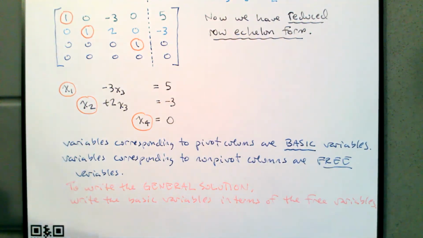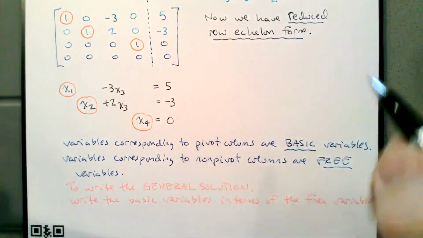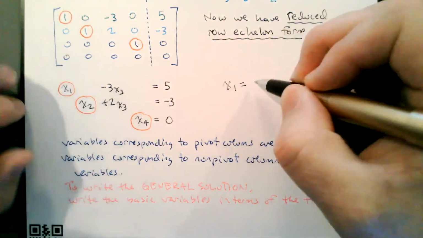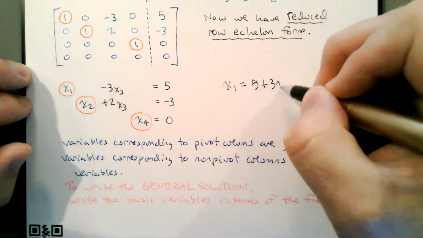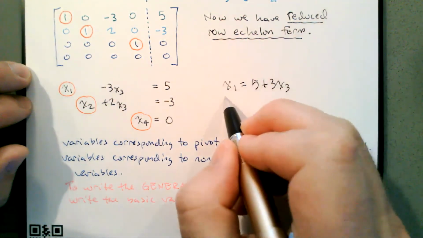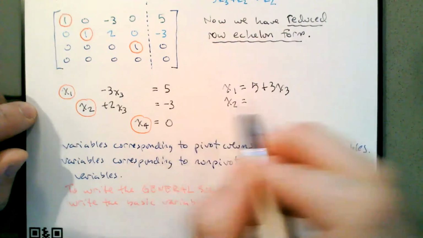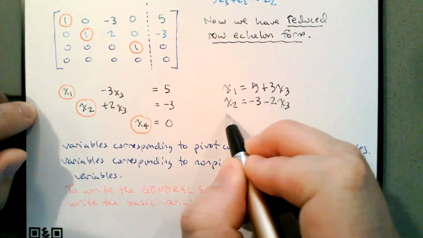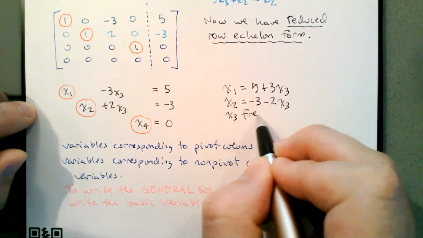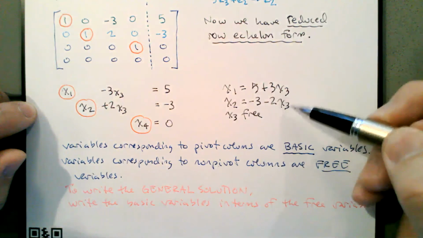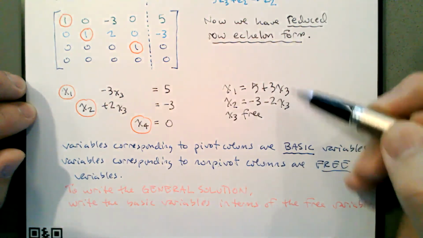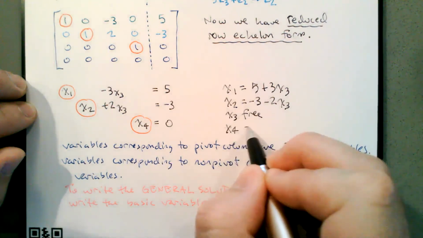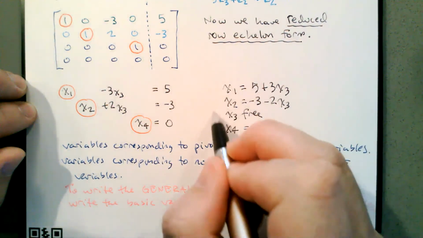So I'm going to write x1. I'm going to take that first equation. x1 is equal to 5 plus 3x3. I'm going to write an equation for x2. x2 is going to be negative 3 minus 2x3. I'm going to make a note that x3 is free, even though we can see that x3 is a free variable because x1 and x2 are written in those terms. And the last part is saying that x4 is equal to 0. So this is the general solution.